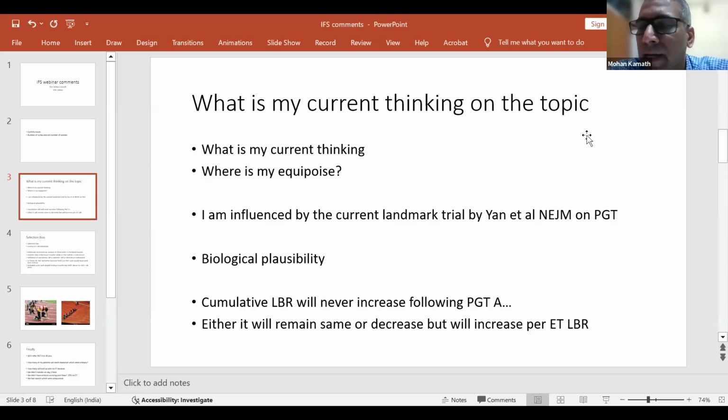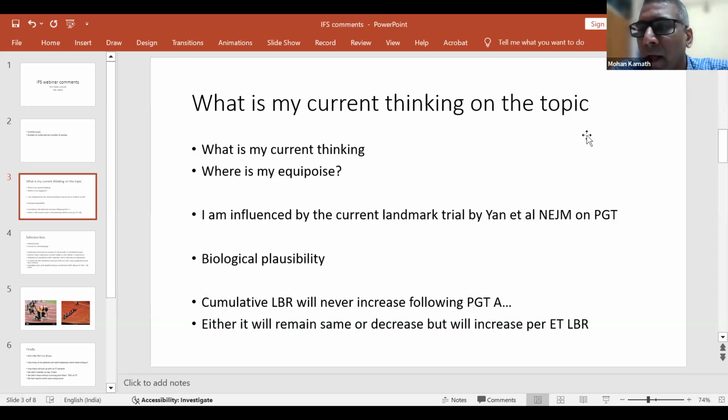I am heavily influenced by the current landmark trial published in NEJM on PGTA, which all of us are aware of, which clearly showed the cumulative live birth was lower following PGTA in good prognosis cases who had undergone at least 3 embryo blastocyst transfers. That's where the best evidence for PGTA stands. And this was just a couple of years back. It was a big trial, 1,200 or 1,400, I can't remember. My thinking was heavily influenced by this, but it also vindicated a lot of my own thinking on this topic.